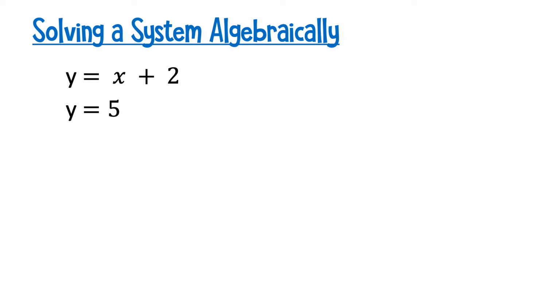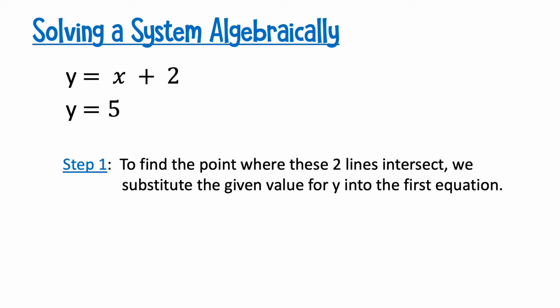These equations could be graphed like we did in our first lesson in 9-6, and we would find where these two lines intersect. In this case, we're going to discover which point intersects just by using algebra. To find the point where these two lines intersect, we substitute the given value for y into the first equation. Notice it gives us a value for y. It says y equals 5.